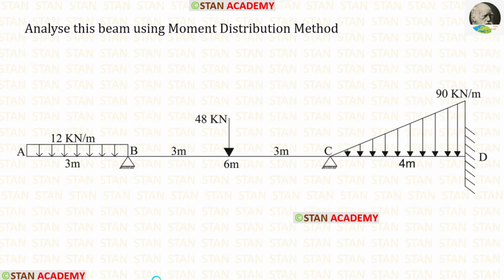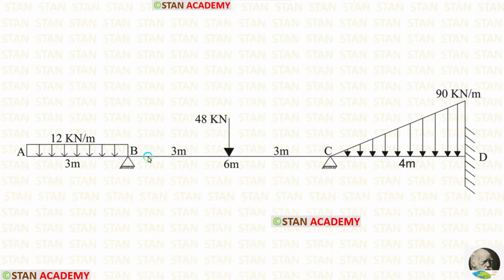Hello everyone. Today we are going to analyze this beam using moment distribution method. Before analyzing, let us see the beam one time. In this beam, there are two spans, span BC and span CD. There is also an overhanging span AB.